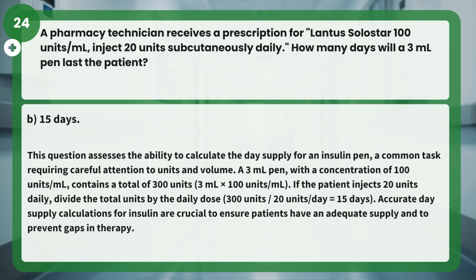Answer B. 15 days. This question assesses the ability to calculate the day supply for an insulin pen, a common task requiring careful attention to units and volume. A 3 ml pen, with a concentration of 100 units/ml, contains a total of 300 units, 3 ml times 100 units/ml. If the patient injects 20 units daily, divide the total units by the daily dose. 300 units / 20 units/day equals 15 days. Accurate day supply calculations for insulin are crucial to ensure patients have an adequate supply and to prevent gaps in therapy.